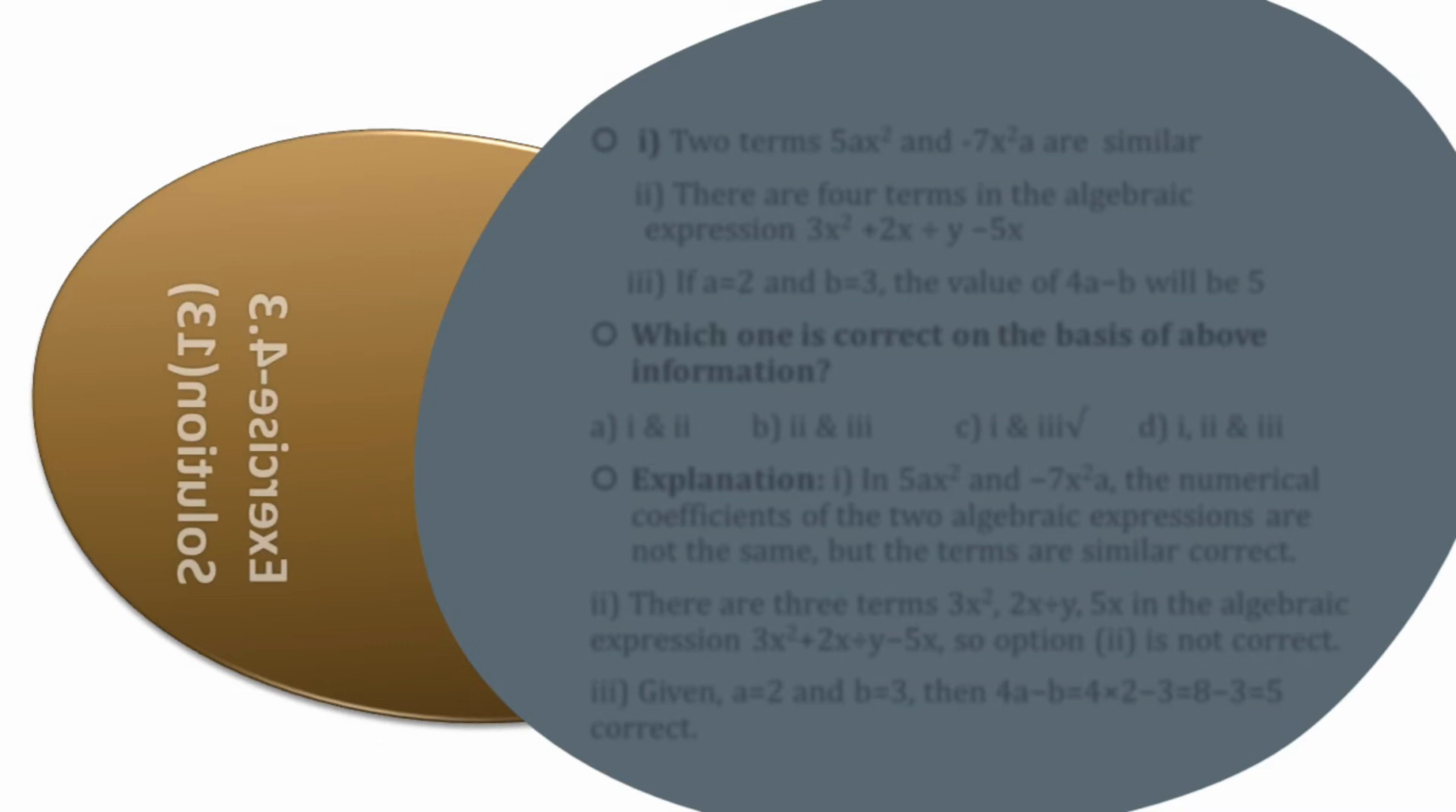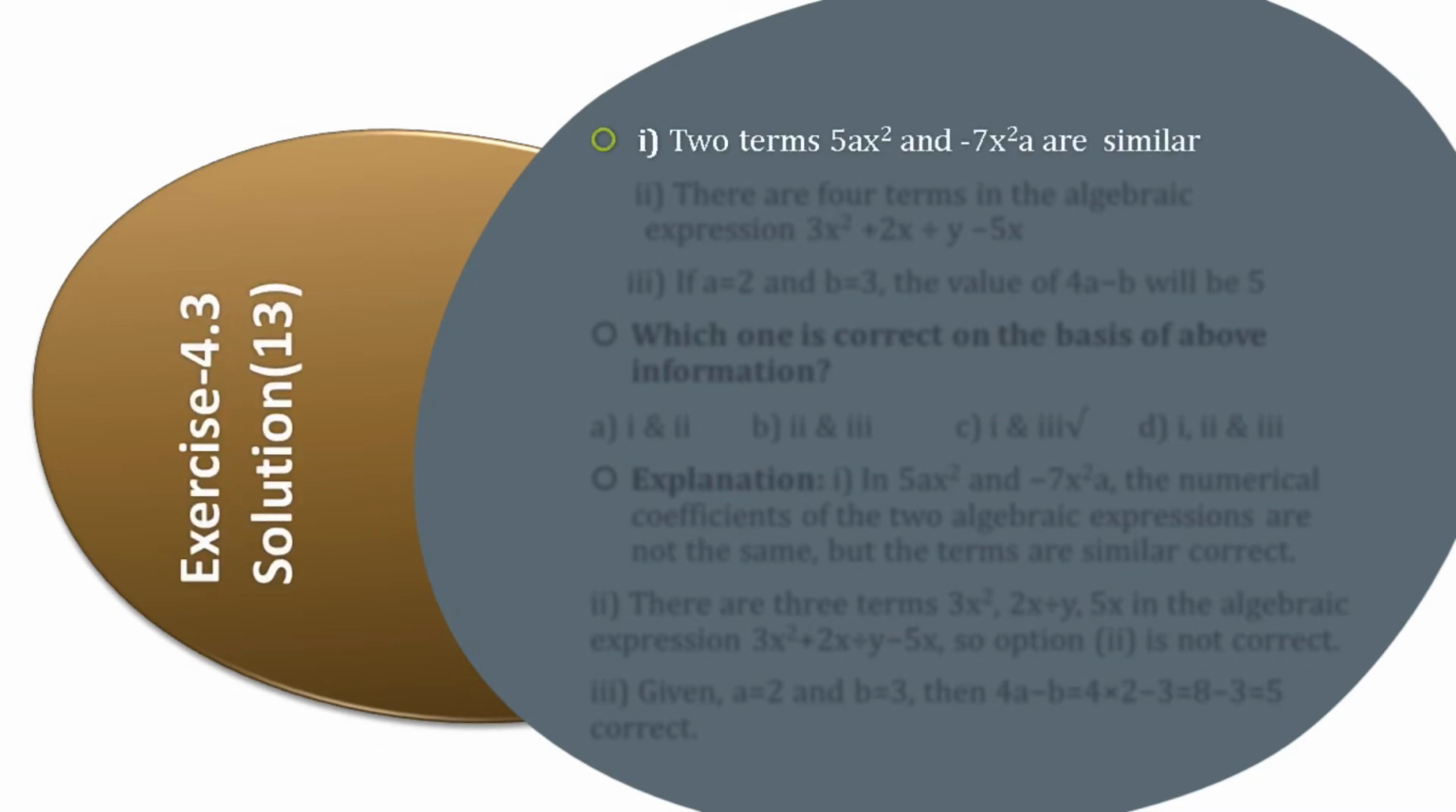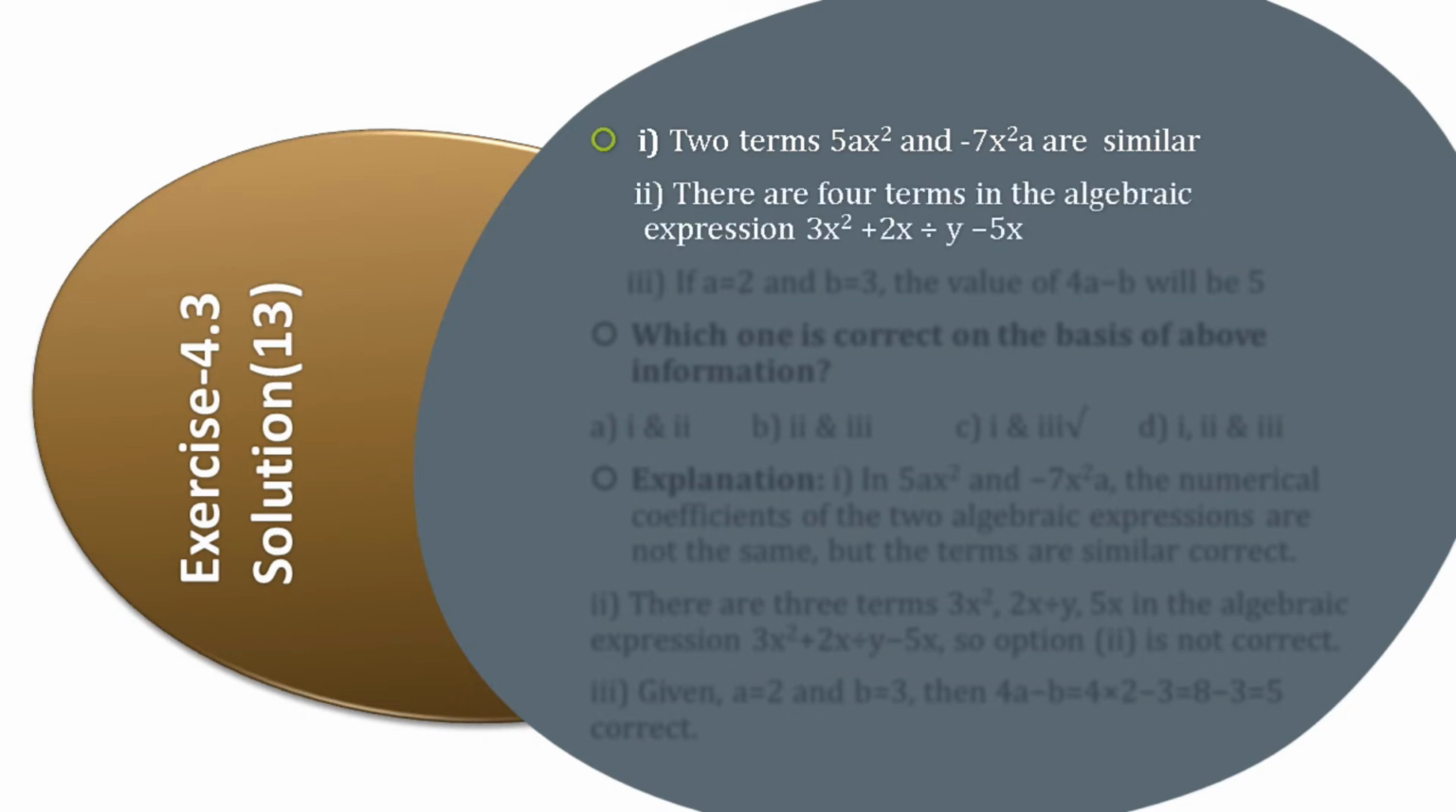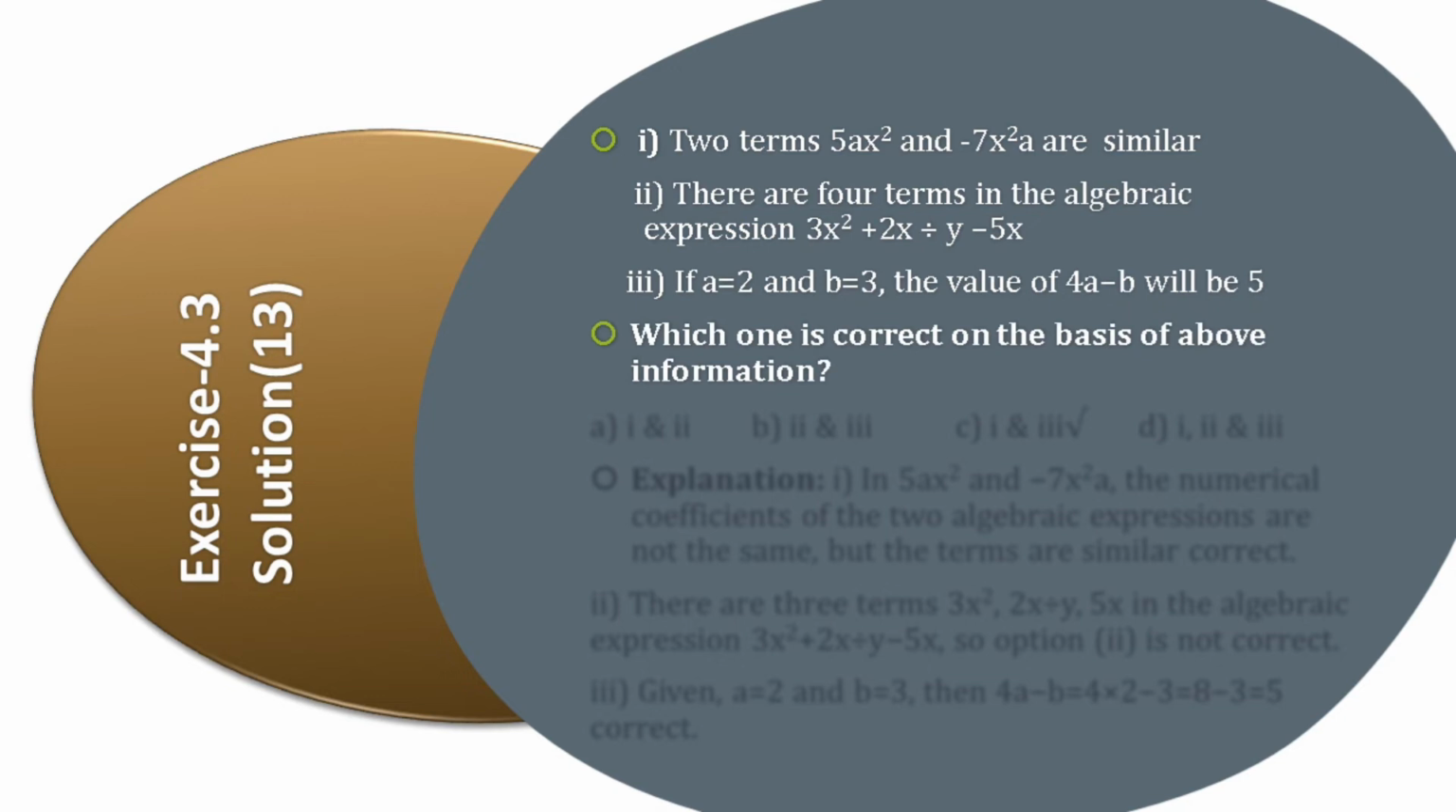So this is solution number 13. Number 1, two terms 5ax square and minus 7x square a are similar. Number 2, there are 4 terms in the algebraic expression 3x square plus 2x divided by y minus 5x. Number 3, if a equals 2 and b equals 3, the value of 4a minus b will be 5. Let us see the question. Which one is correct on the basis of the above information? The answer will be C. 1 and 3 is correct.